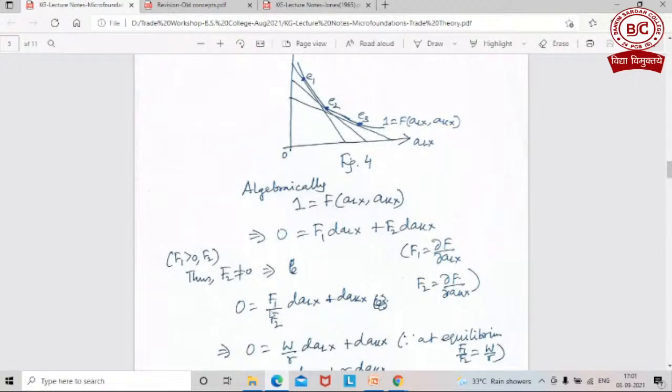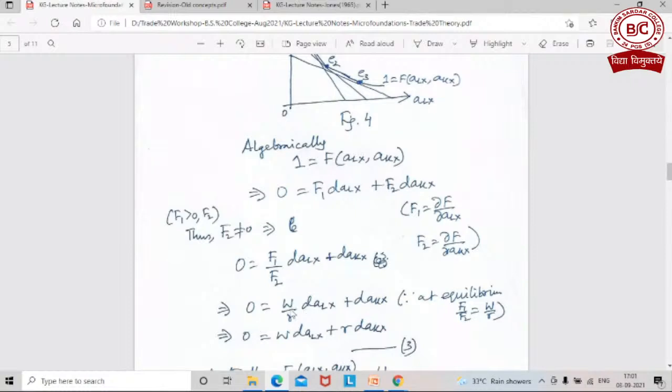The slope of the unit isoquant, at point E1 or E2 or even E3, is always equal to the slope of the isocost line, if we consider these points of tangency. So we can replace, at equilibrium, F1 by F2 with W divided by R. And we can write it in this way. So I shall show from now on 0 equals W dALX plus R dAKX as the envelope condition. You got it, everybody?